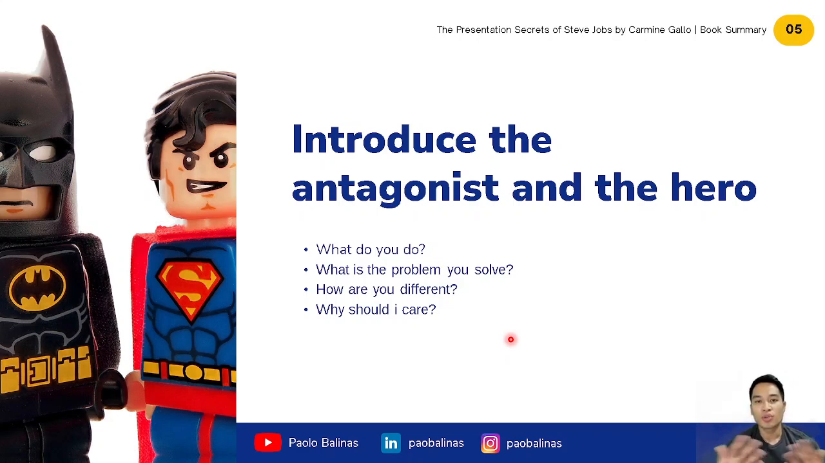So it's usually the short hack when presenting: you need to present a flow like what do you do, what problem your company is trying to solve, how are you different from all of your competitors, and why should your audience care, right? By clearly articulating the antagonist, like the current state, the current problems that your customers may be experiencing, and positioning yourself as the hero, the only solution that can solve their problem, you can further improve your delivery or your presentation skills and make it more compelling for them to listen.